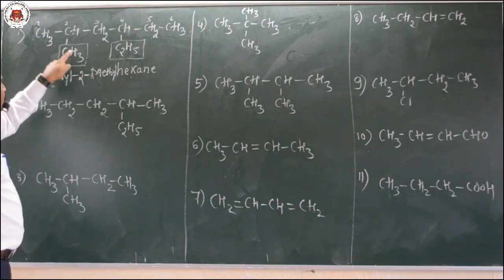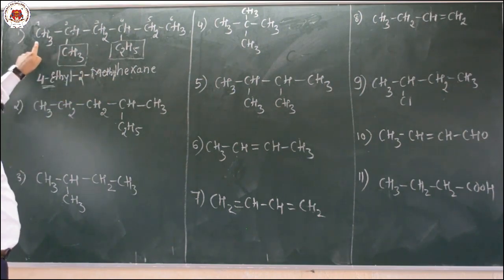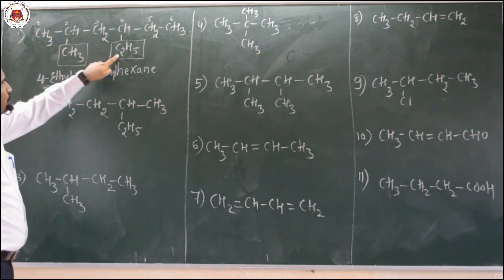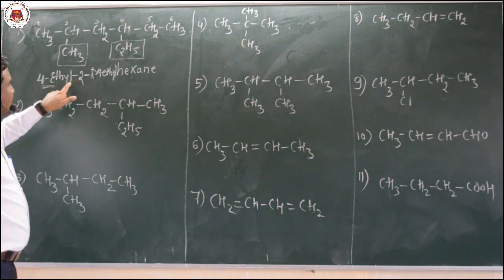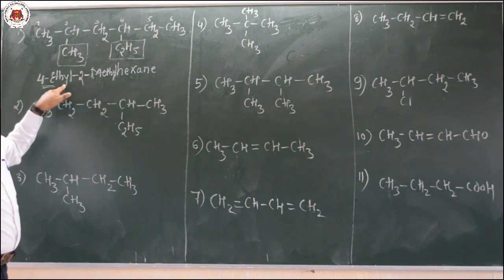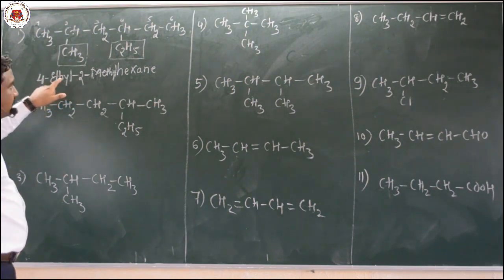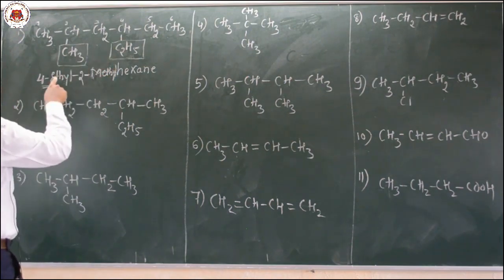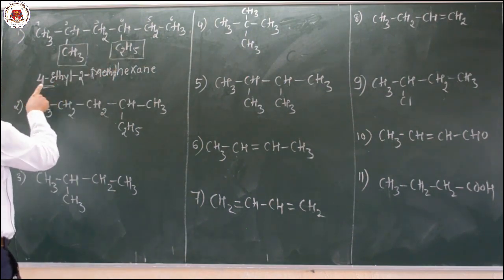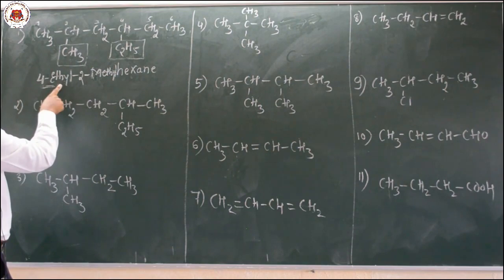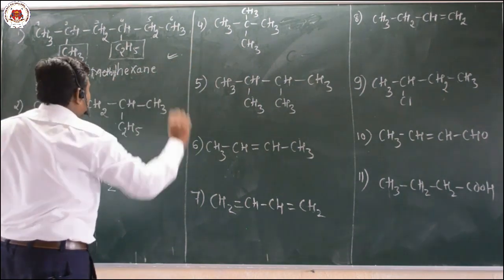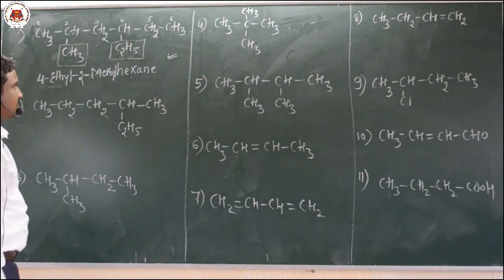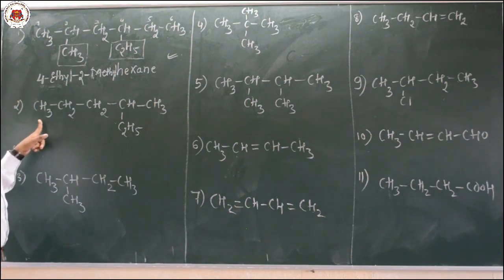So this is the IUPAC name of the first compound, that is 4-ethyl-2-methyl hexane. But writing 2-methyl-4-ethyl hexane is the wrong method, because the substituent groups are named in such a way that they are arranged in alphabetical order. For that reason, you have to write the ethyl group first and mention its position, that is 4-ethyl-2-methyl hexane. So this is the name of the first organic compound. Now this is the second example.